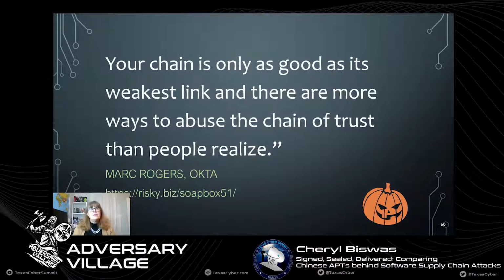So, if you can gain a position of trust, you can exploit it. Think service or non-person IDs, accounts that nobody really scrutinizes, with enough privilege to leverage, and then to do e-discovery and find all of the stuff that you need for an attack. Your chain is only as good as its weakest link, and there are more ways to abuse the chain of trust than people realize.